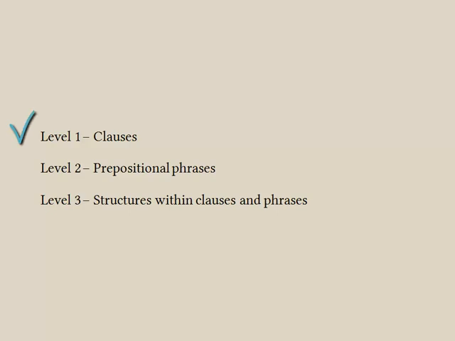In a level 1 map we see the relations between clauses, then a level 2 map separates out the prepositional phrases, and a level 3 map goes yet deeper and can analyze the structures within clauses and phrases. Before starting a map I suggest you reset your tab settings to 1/4 inch.